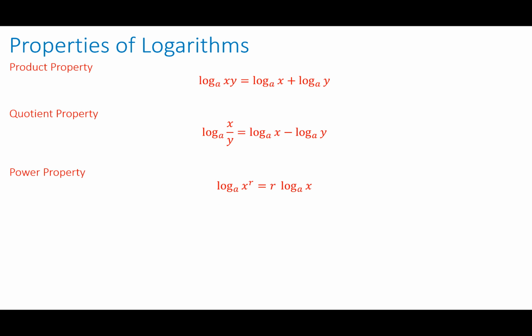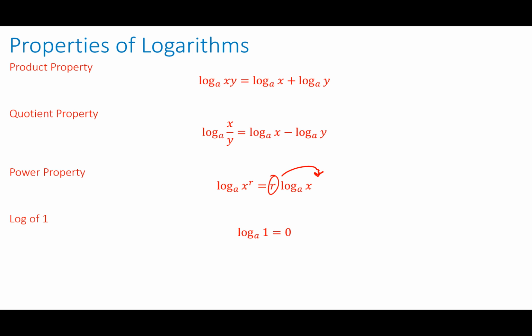Power property. If you have an exponent, you can bring that all the way out front. And so you no longer have an exponent, but remember this goes both directions. Sometimes if we have our exponent out front, we want to bring it up into the exponent position. So those will go back and forth, and the same thing with product property and quotient property. Be able to go both directions with it.